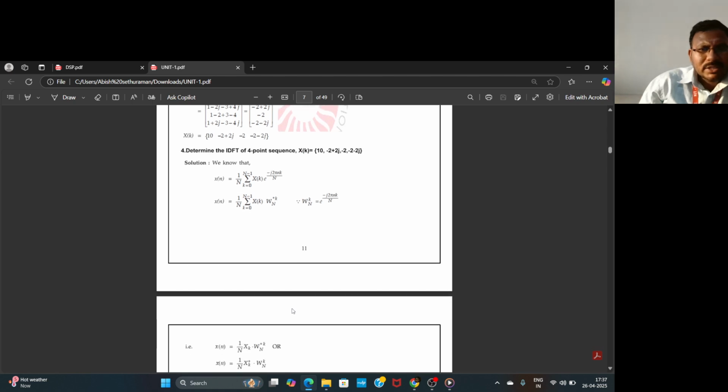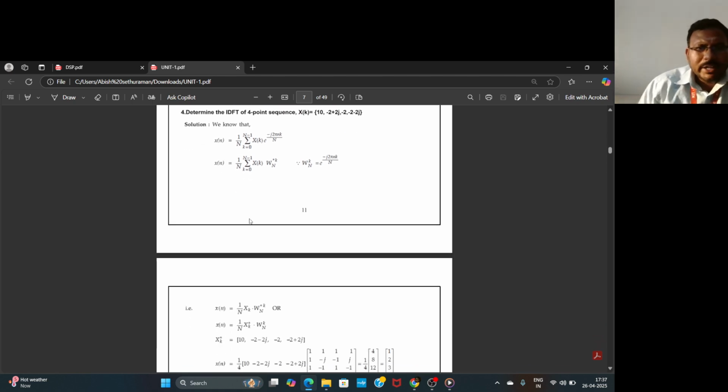Then similarly, we see the next one, the IDFT related problem. Determine the IDFT of the 4-point sequence. Here the frequency domain sequence, capital X of k, is 10, minus 2 plus 2j, minus 2, minus 2 minus 2j. Here we substitute the IDFT formula: x of n equal to 1 by N, summation k equal to 0 to N minus 1, X of k e power j 2 pi nk divided by capital N. So in the IDFT we have the factor 1 by N.